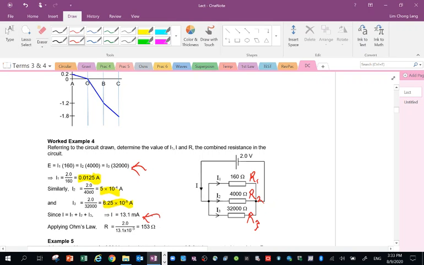So this is basically using Kirchhoff's first law, where the main current is equal to the sum of the currents in the branches. Applying Ohm's law, I'm able to get the combined resistance of the three resistors R1, R2, and R3. So 153 is the effective, or combined, resistance of R1, R2, and R3.